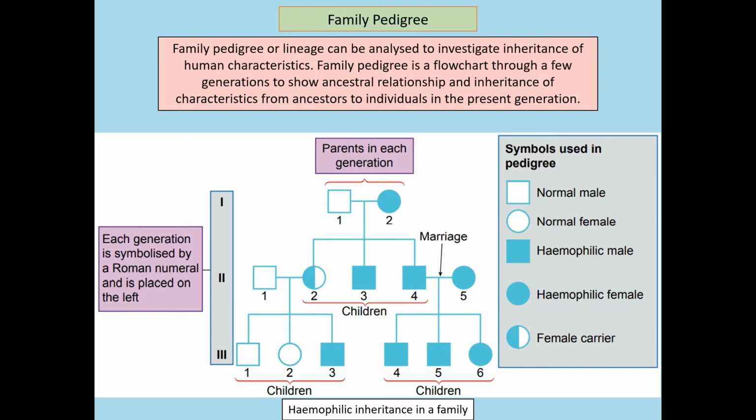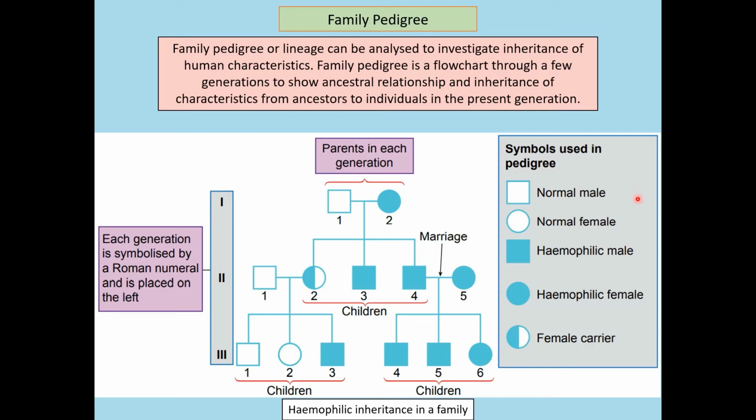Family pedigree. Family pedigree or lineage can be analyzed to investigate inheritance of human characteristics. Family pedigree is a flowchart through a few generations to show ancestral relationship and inheritance of characteristics from ancestor to individual in the present generations. This diagram shows the hemophilic inheritance in a family: this is generation number 1, generation number 2, and generation number 3. And these are the symbols used in pedigree.